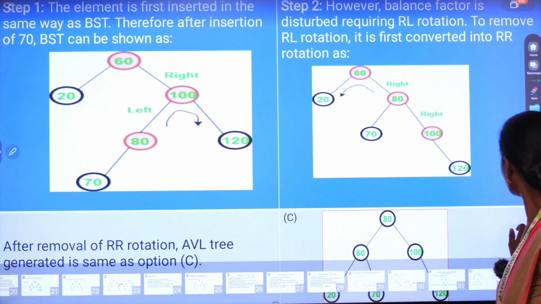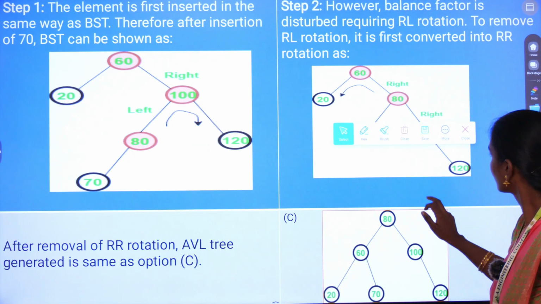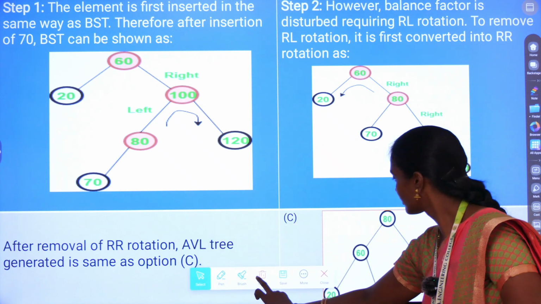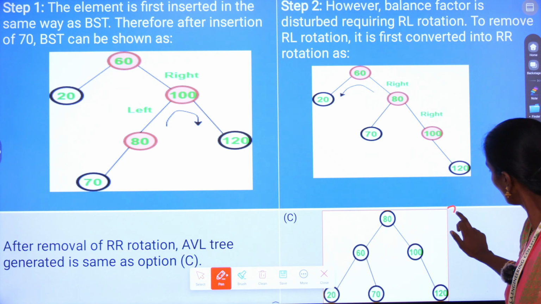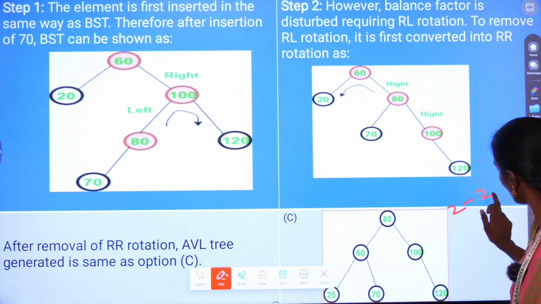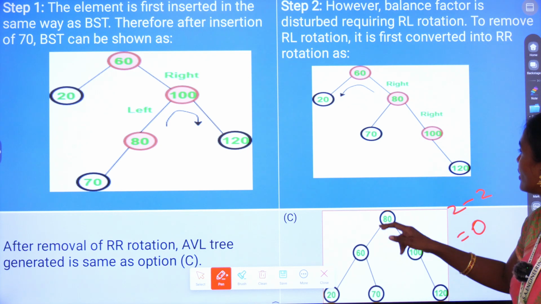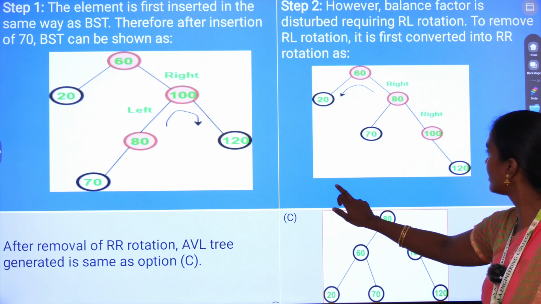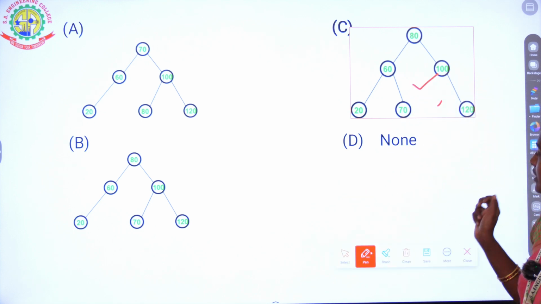If we find the balancing factor for this tree, the height of the left side is 2, and likewise the right side is 2. Now the balance factor is 0, which satisfies the balanced tree condition. So the option for this question is C. The answer for the question is option C.